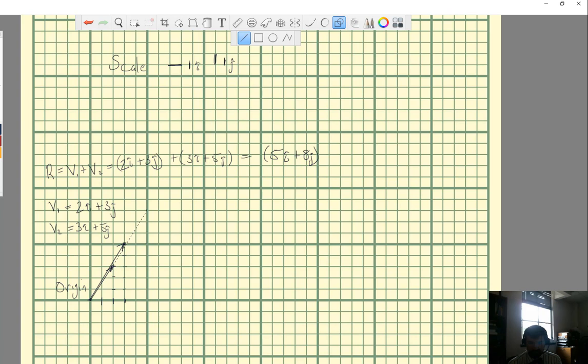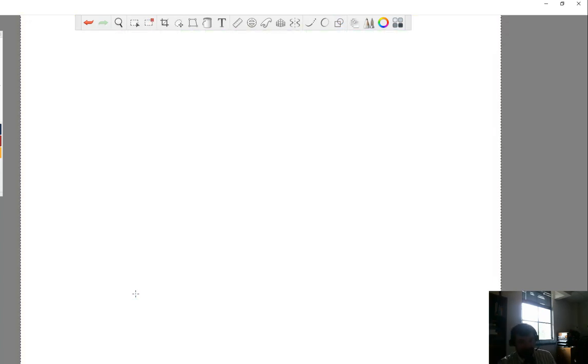So to do that, I draw my vector like this, and that is the addition of these two vectors. All right, so let's do another example. This other example, let's get some fresh graph paper in here.